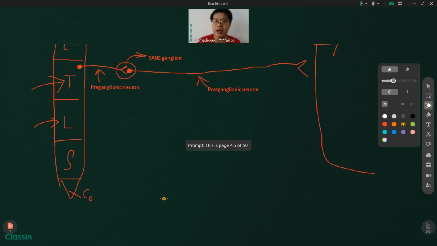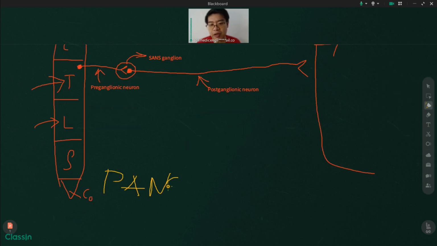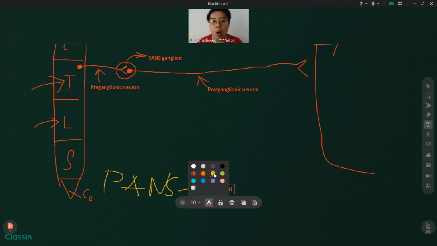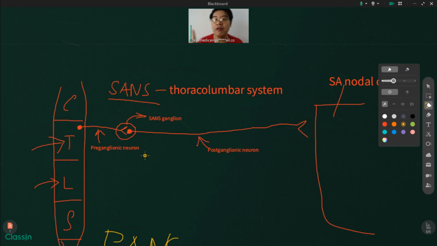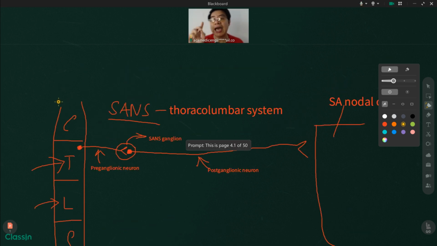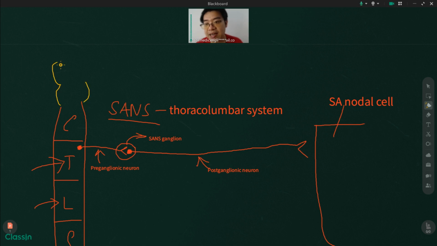How about the parasympathetic nervous system? The parasympathetic nervous system is also called craniosacral outflow. Why is it called craniosacral outflow? Because the preganglionic fibers of the parasympathetic nervous system can originate in two places. Above the cervical spinal cord is the medulla oblongata. Above that, there's the pons. Above that, there's the midbrain. Those are collectively known as the brainstem.